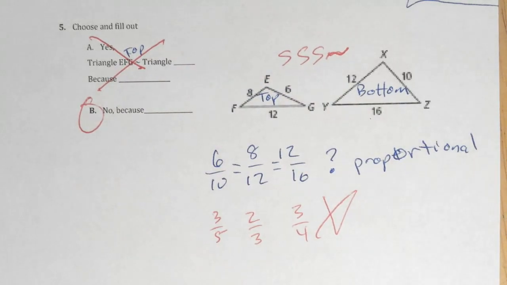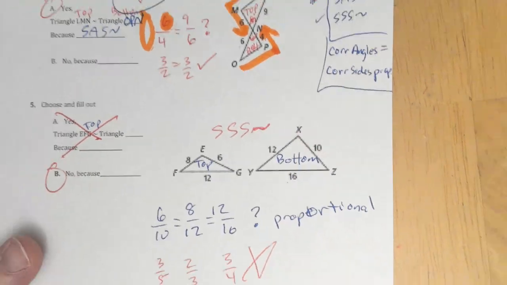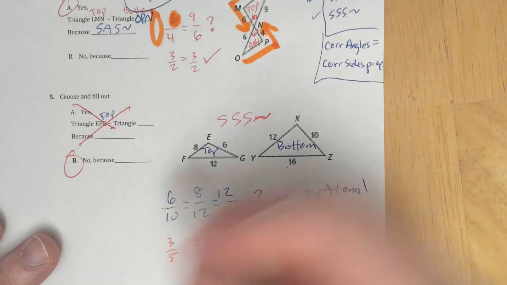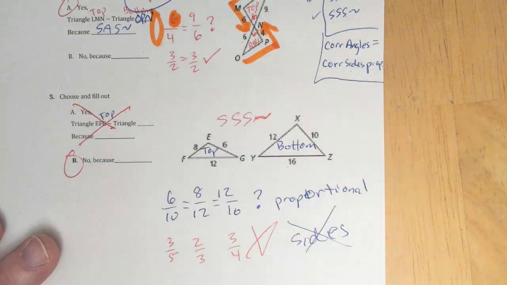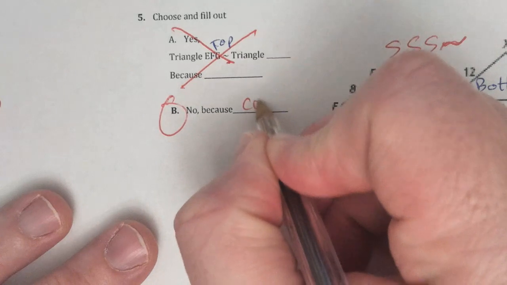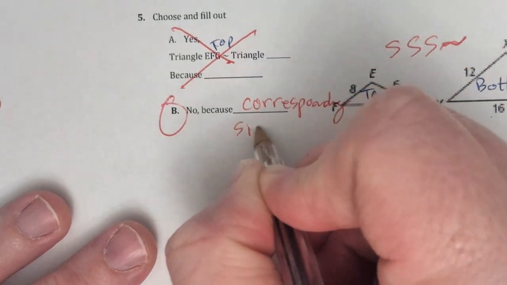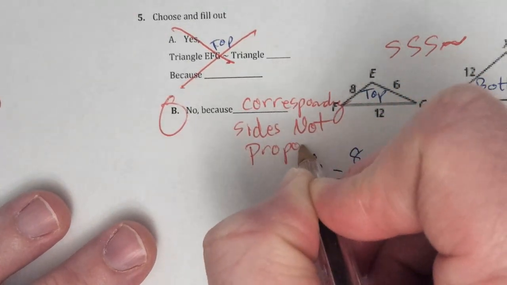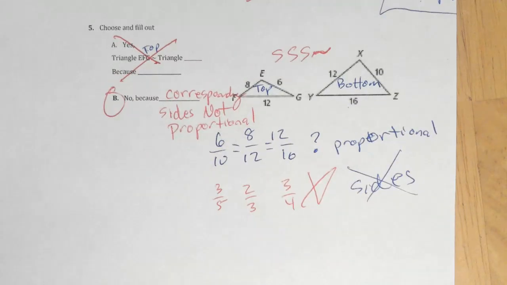And what was broken? Was it the corresponding angles or was it the corresponding sides? It was definitely the sides which are broken. So that means corresponding sides are not proportional. And that was what was broken. And that right there is the answer for number 5.